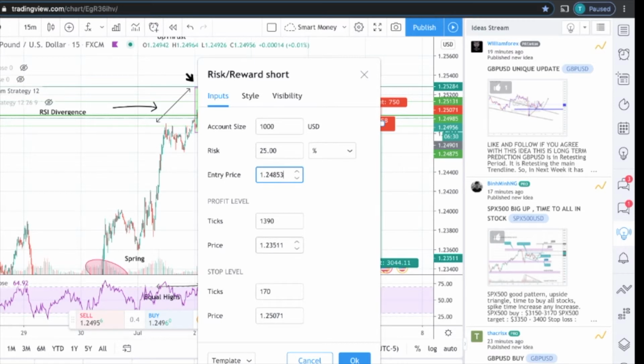Eight five three. Profit level. My first take profit. Well, we'll leave that as it is because that's the zone that I want it to be at. And my stop loss is at 25071. That is correct.